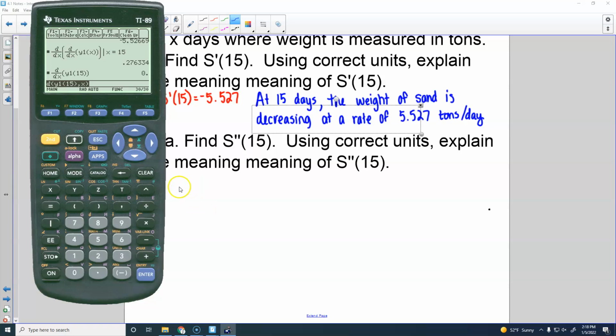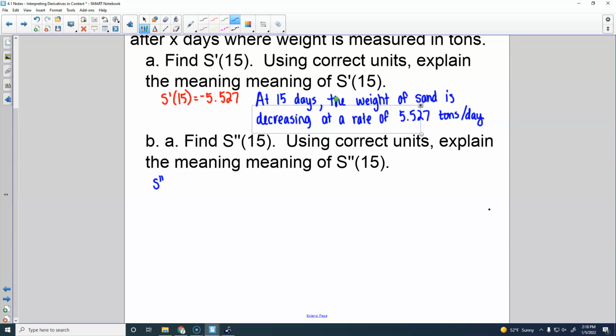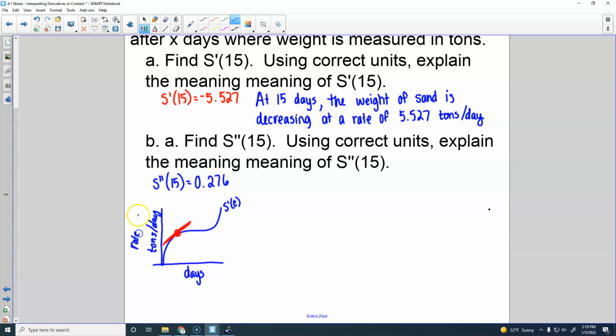So we're getting s double prime is 0.276. So s double prime of 15 is 0.276. Now, I do not like these problems. They are so confusing to write out what they mean. All right, so this is the derivative of s prime. So we're finding the derivative, or the slope, of s prime. So we got days here. We got tons per day here. And this tons per day, that's your rate. The S is changing.